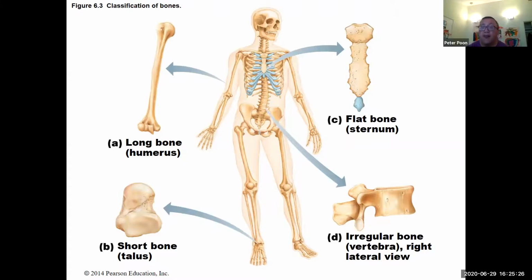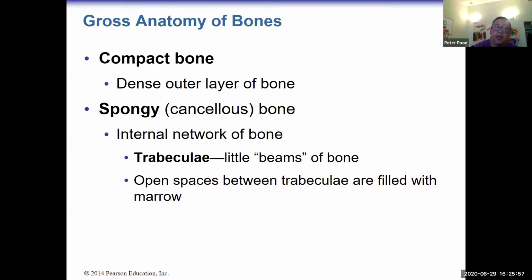And then flat bones are flat, like your sternum being an example, your skull being another example. All the bones in the skull are more or less flat bones. And then you have irregular bones. Irregular bones don't fit any of the other 4 categories. So your vertebrae, your hips, are all flat bones. Or sorry, irregular bones.